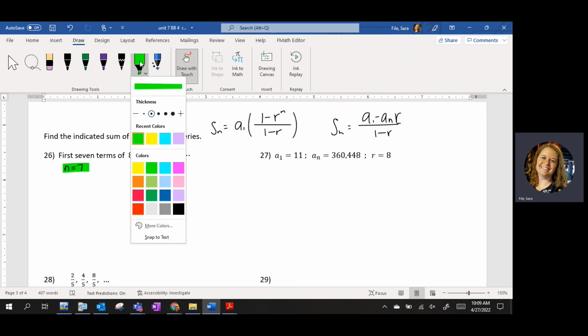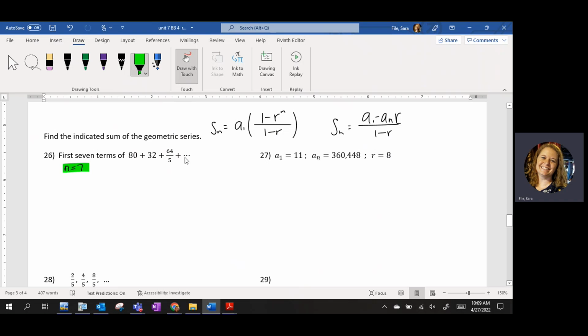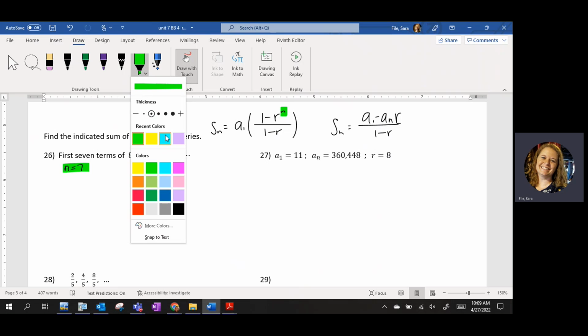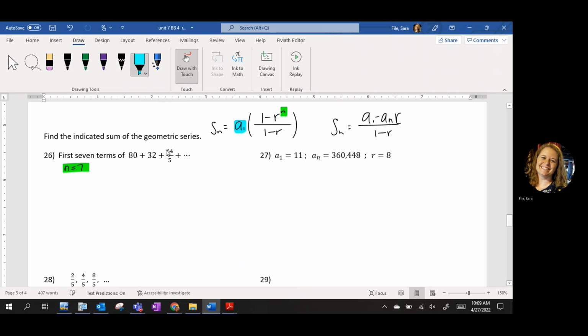And then we do not know the last term. So we are not going to be able to use this. We're going to have to use this formula where we know n. We know the first term, because that's written here as 80. And then we can find the common ratio. Remember, we're told these are geometric. So we don't need to be checking all of them. We just need to find what that r is.